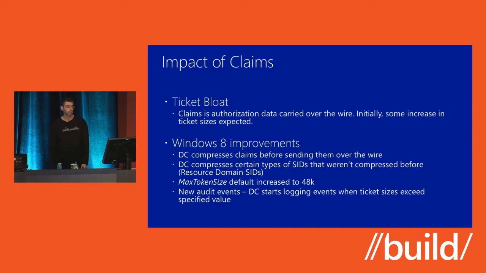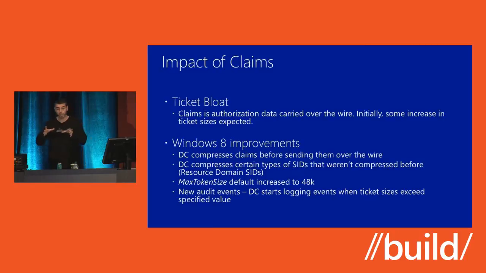One is we do compress these claims, right? So all this claim data, which is very often strings, gets compressed, insofar as it compresses nicely. Secondly, there's types of SIDs that in the past we didn't actually compress. I mentioned that if you had more than 1,024 SIDs, maybe I didn't mention it, that was a limitation of the ticket prior to Windows 2012. Well, that actually still exists.